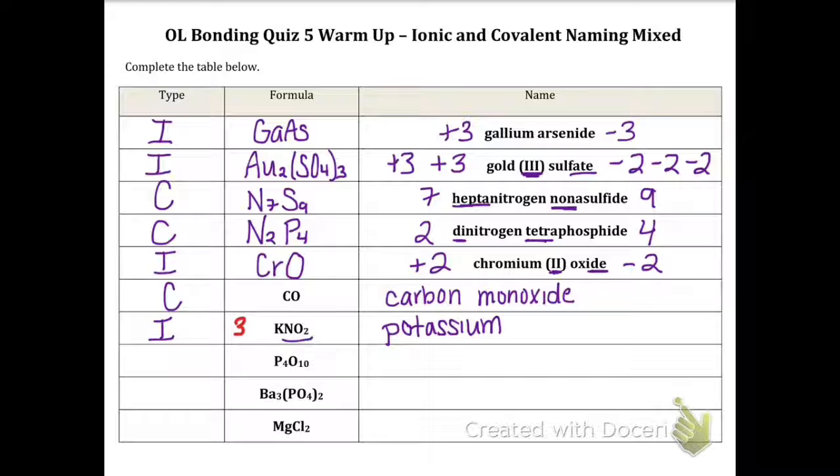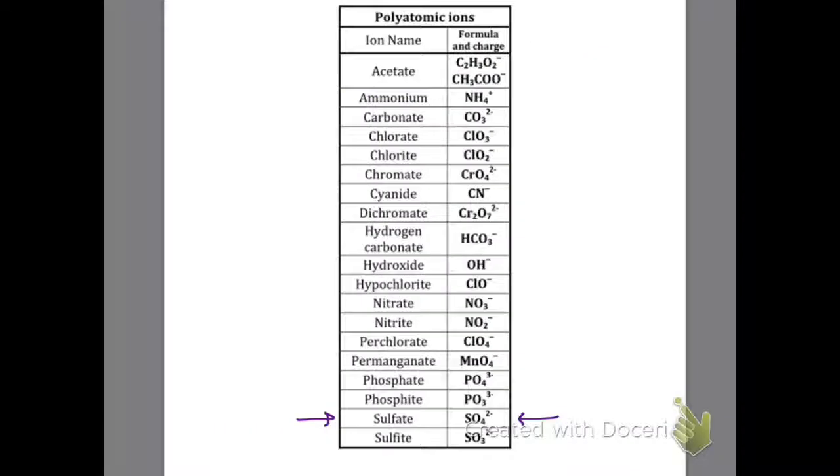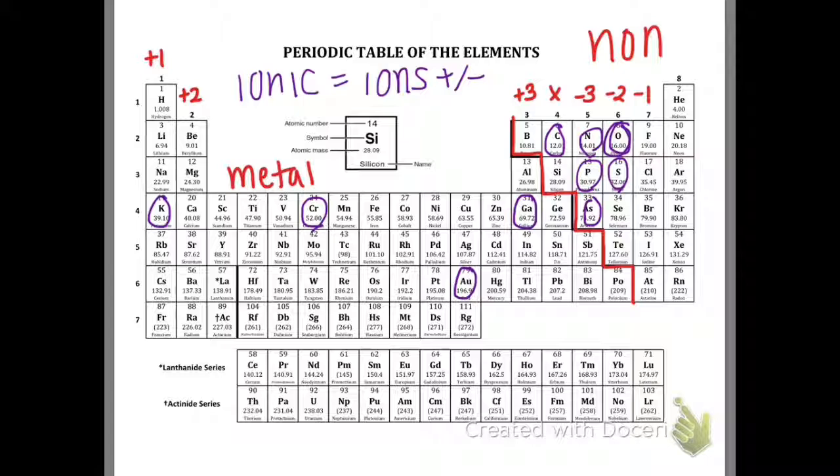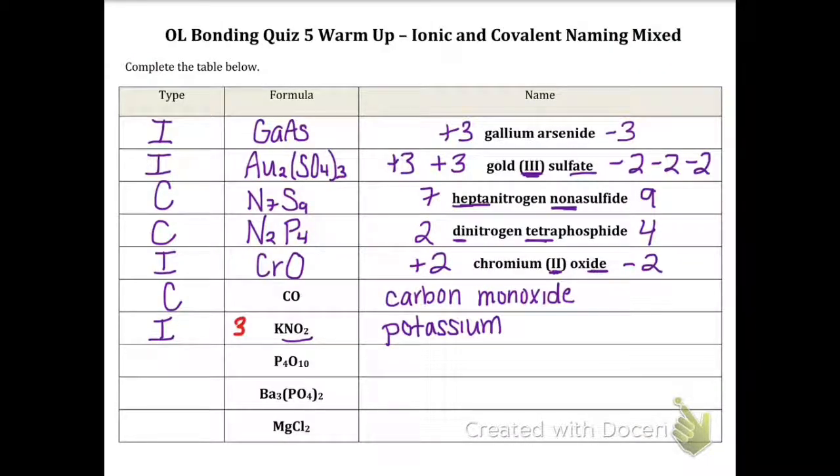Now NO2 is a polyatomic because we have 3 or more elements. So I'm going to look at my list here. Where is NO2? It's right here. Its name is nitrite. Be careful between nitrate and nitrite and write it properly. This is nitrite.